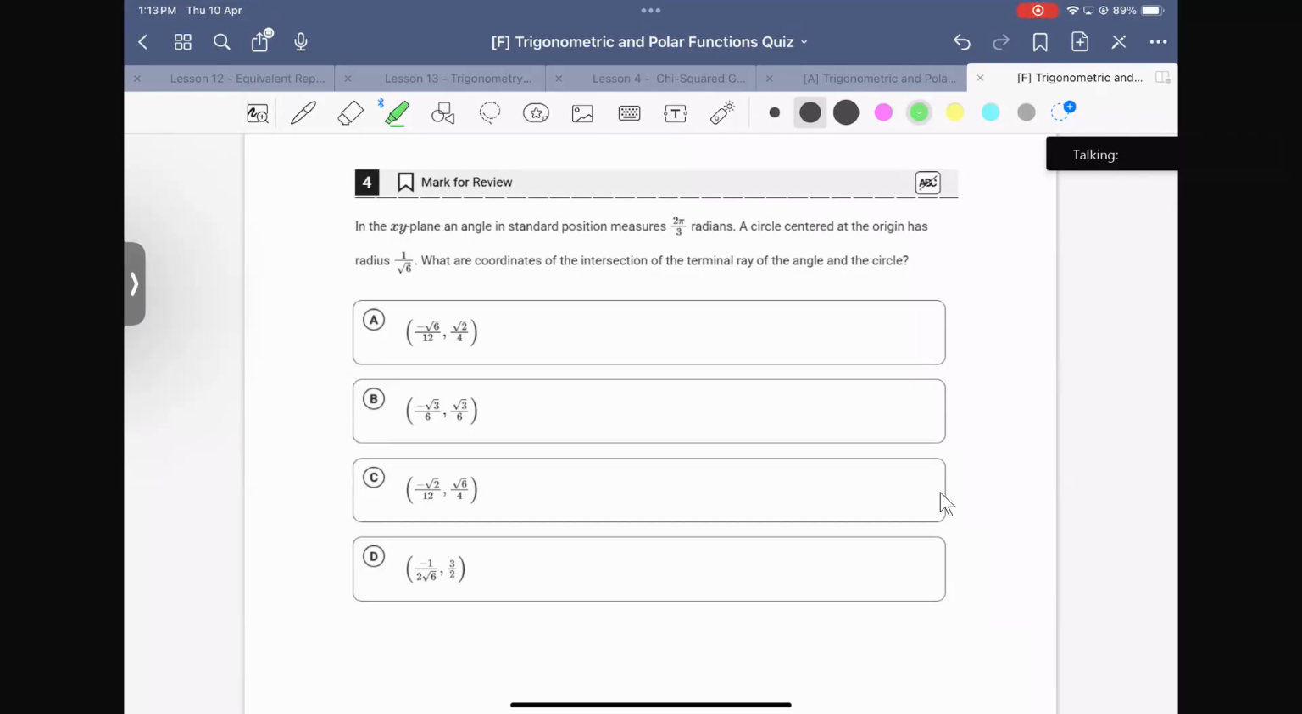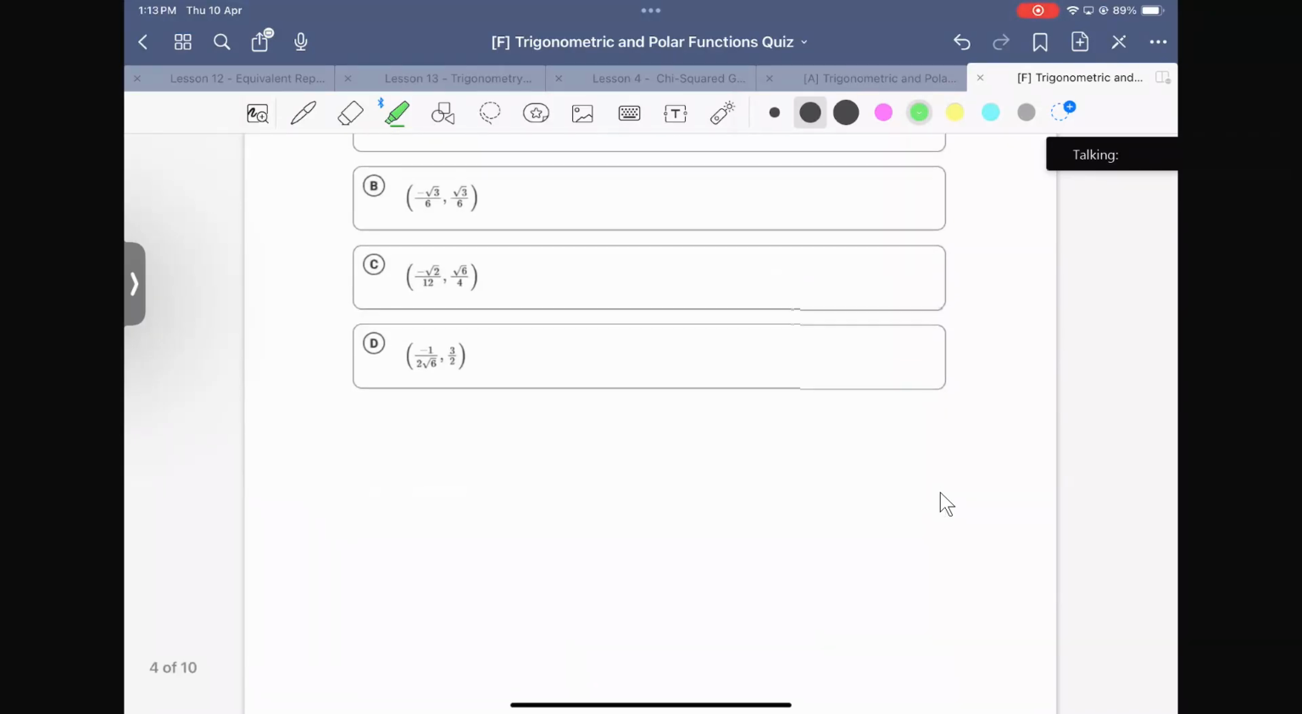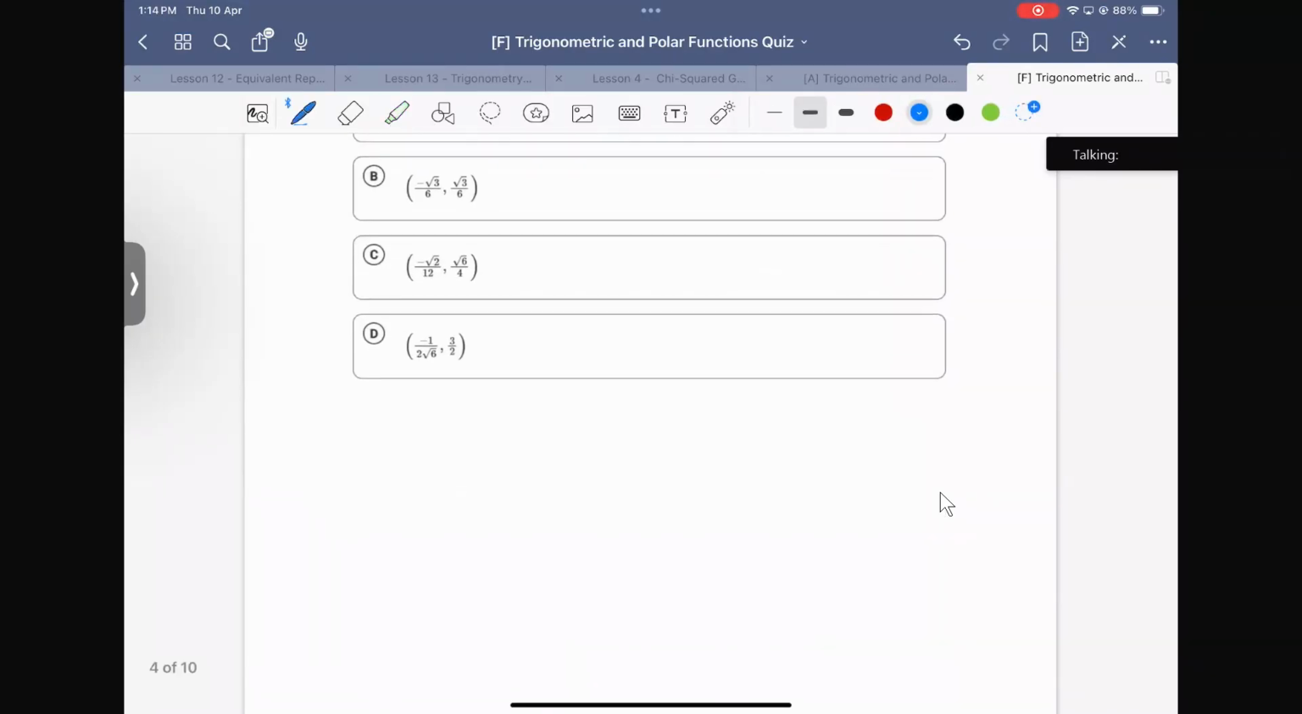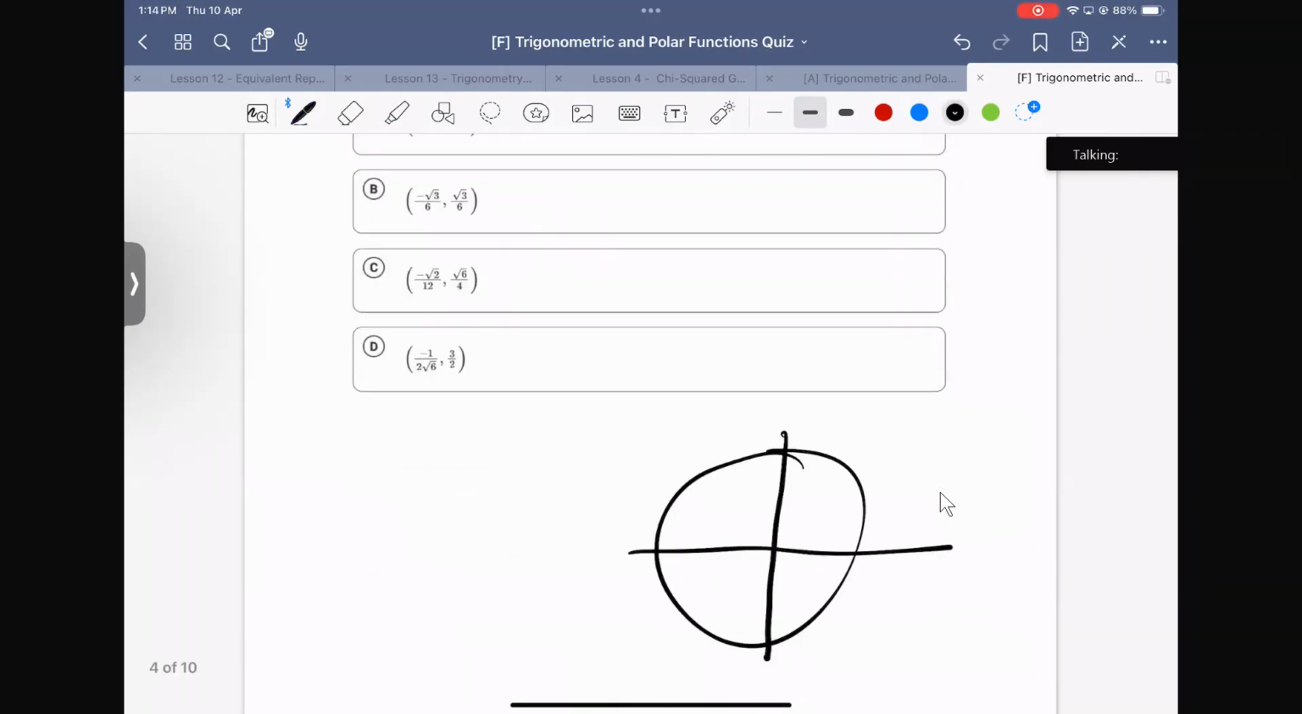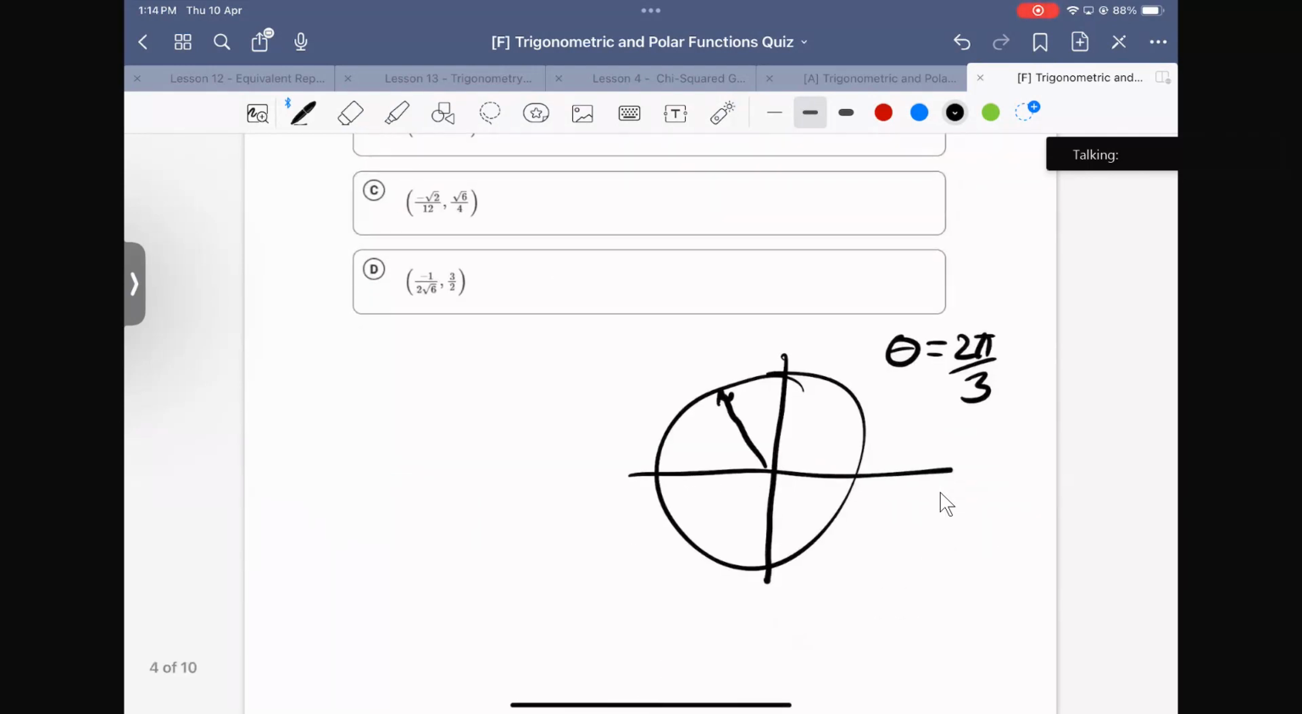So in the xy plane, standard position measures 2 pi over 3, so we're in the second quadrant. A circle has this radius. What are the... all right, okay. So let's do a little sketch for this as our starting point. We've got 2, so we're up here like this, and our angle is 2 pi over 3. And we need to find out the coordinates of that point.